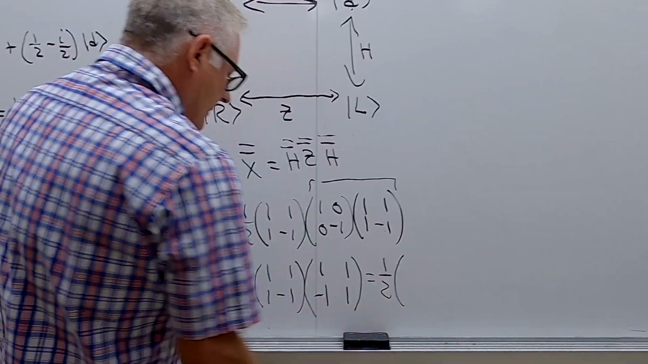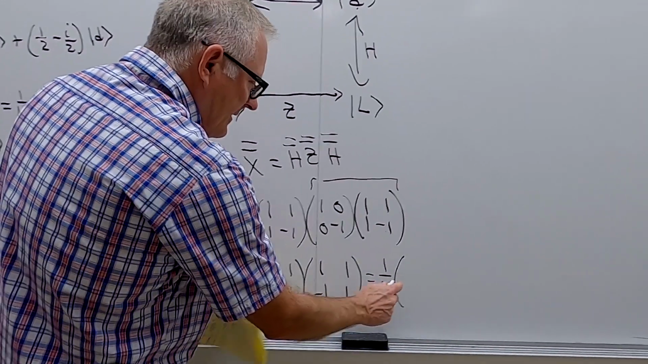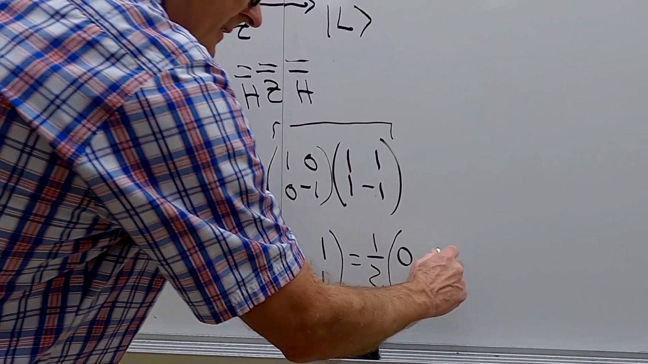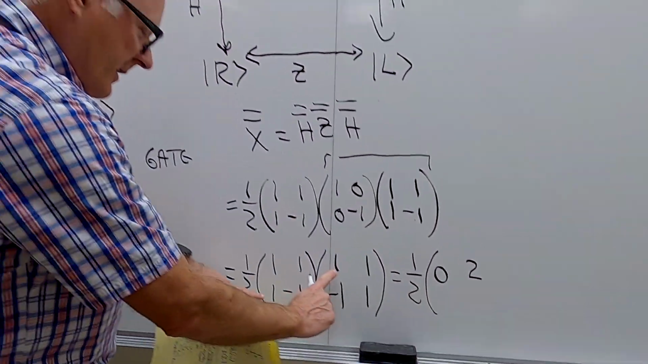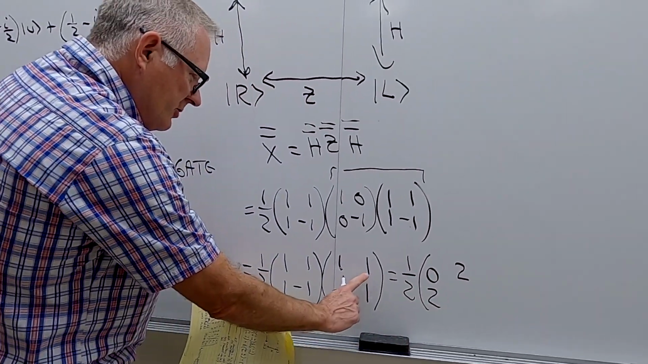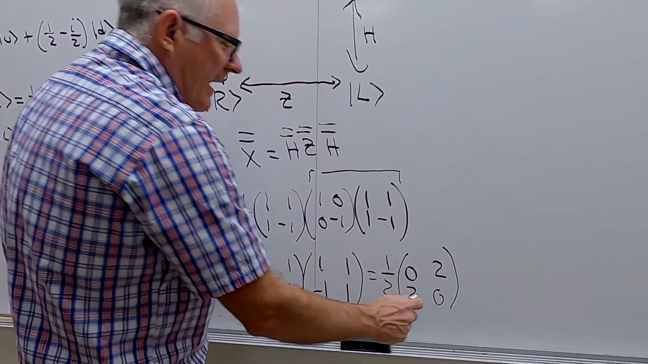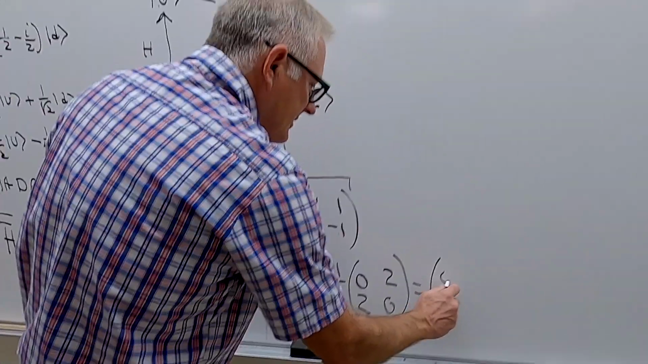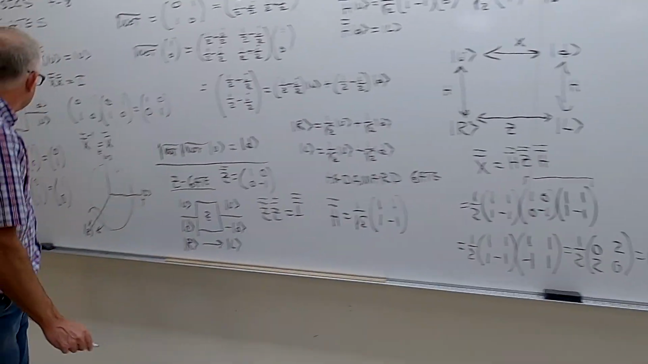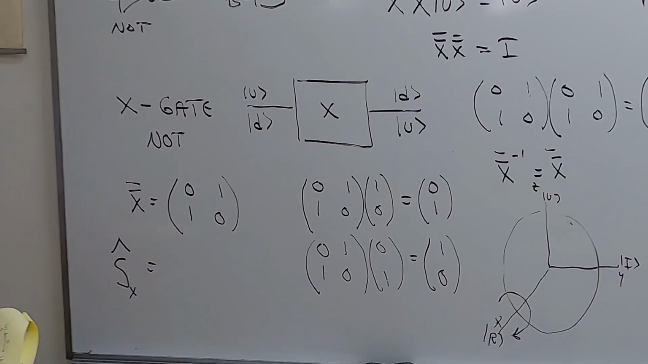1/2. So the first term I get is 1 minus 1, that's 0. The other term I get is 1 plus 1, that's 2. The other one is 1 plus 1, that's 2. And the last one is 1 minus 1, that's 0. Throw the halves in there, and that's just [0, 1, 1, 0]. And that should be what my X gate was. Yeah, 0, 1, 1, 0. So you get the same thing right there.